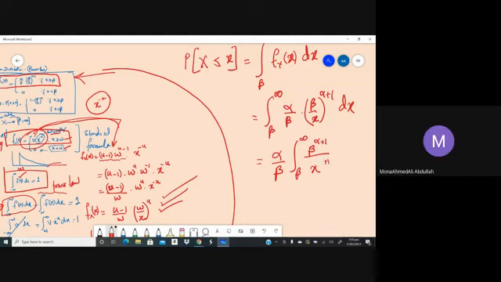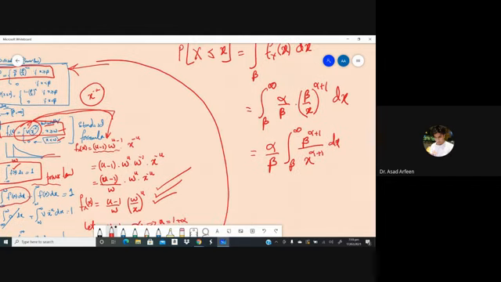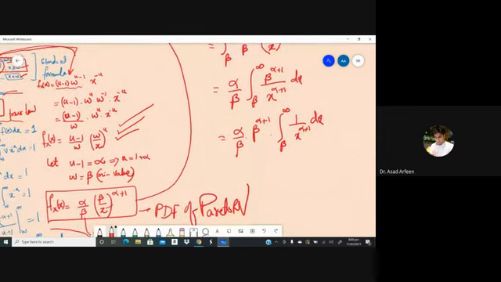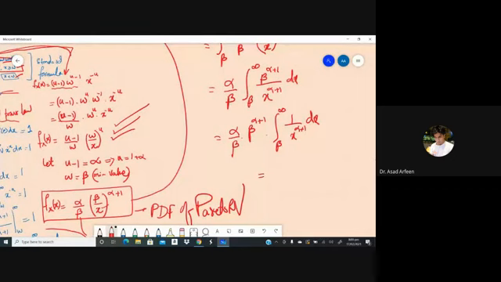Yes, sir. Alpha plus 1 dx. I think we can further take this out or not. Yes, sir. Sure. Alpha over beta, and what I take out? Beta to the power alpha plus 1. So what I got? 1 over integral of 1 over x to the power alpha plus 1. How to solve this? Okay, and then I think this beta and this one cancel.